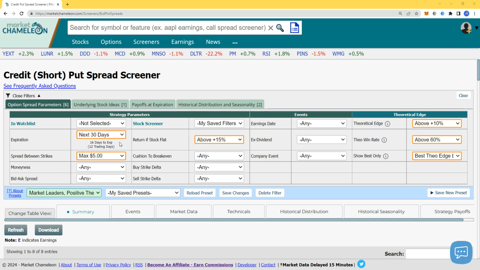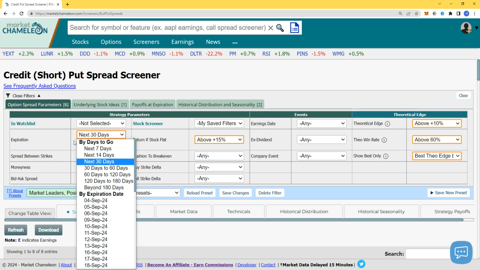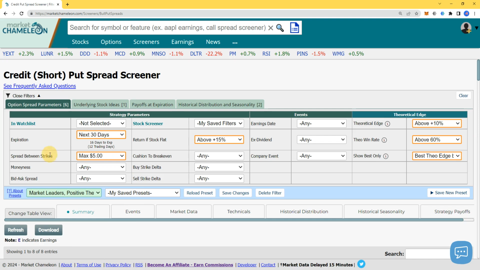The expiration is for the next 30 days. This is the default. You can change it. You've got all those days in here to change. Spread up to $5, so $500 max loss. This is your collateral minus your income. So the most that you can lose is 500 minus the income. So this is a good thing for small accounts.